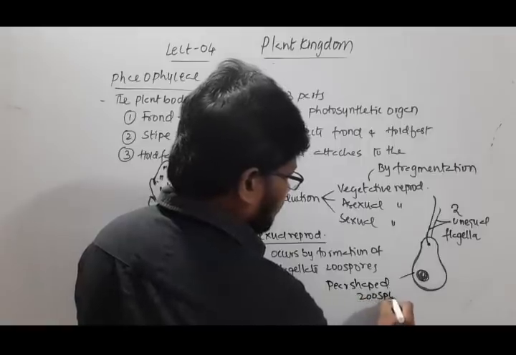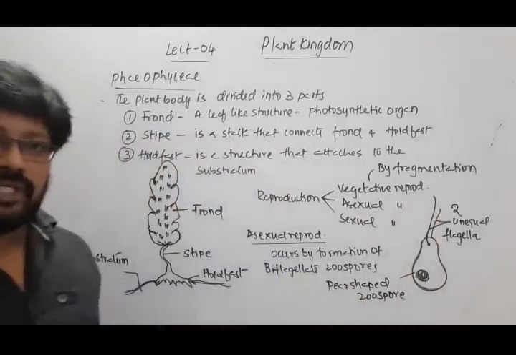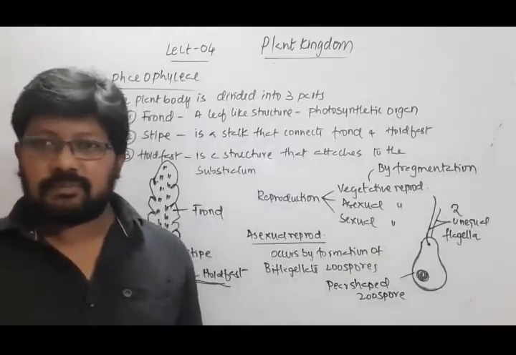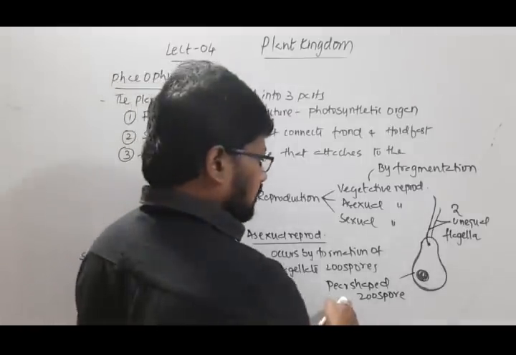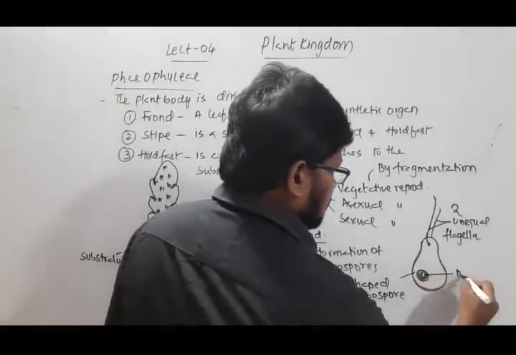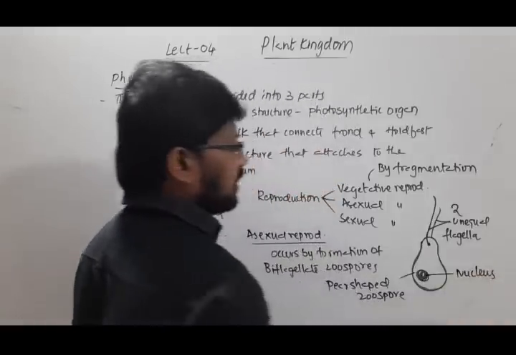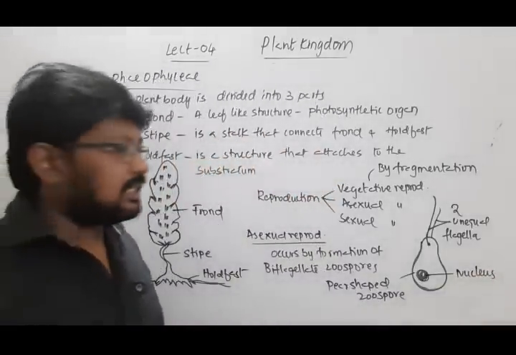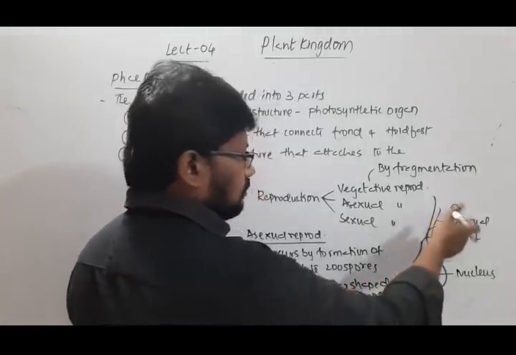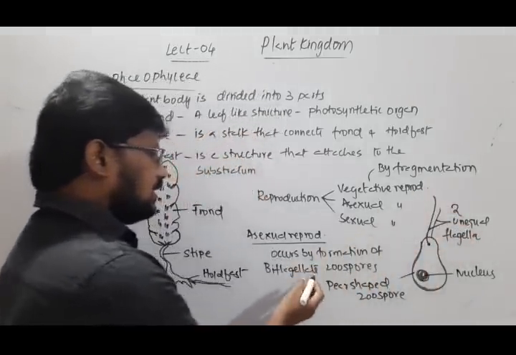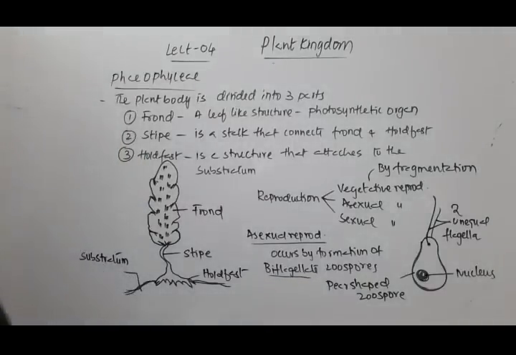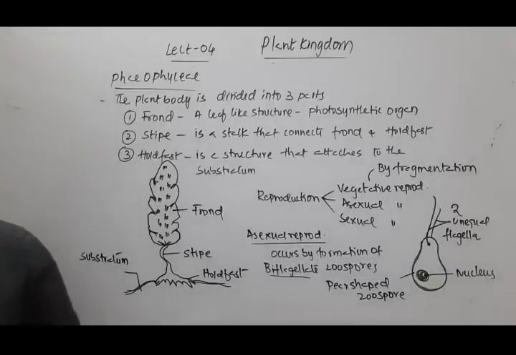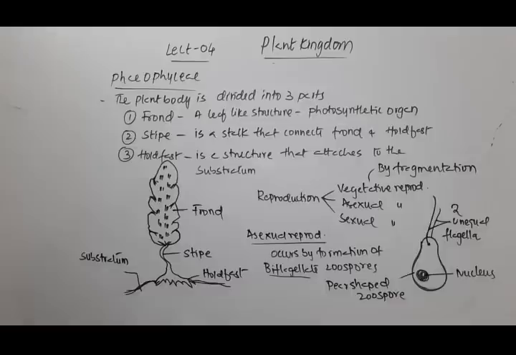zoospore. Whenever flagella are present, it indicates it is capable of locomotion. It is movable. So pear-shaped zoospore, you can also call it pyriform, which also means pear-shaped. Two unequal flagella, because of that we call it biflagellate. So asexual reproduction takes place by the formation of motile zoospores.